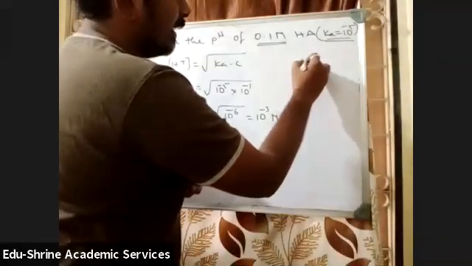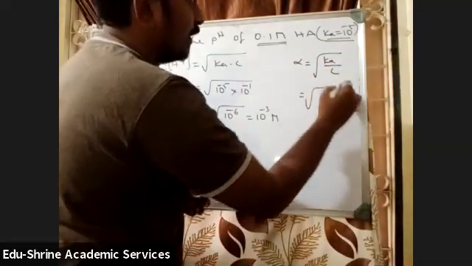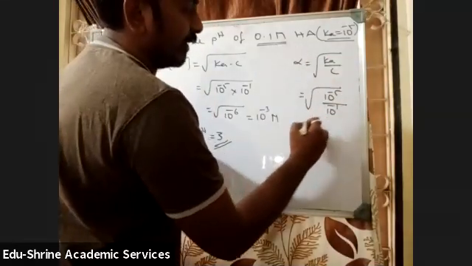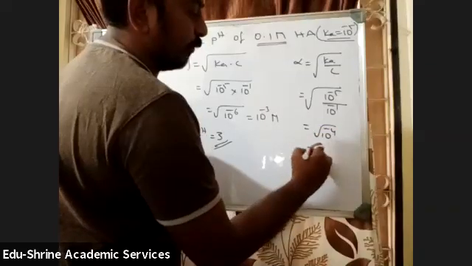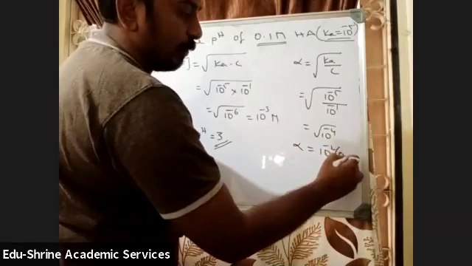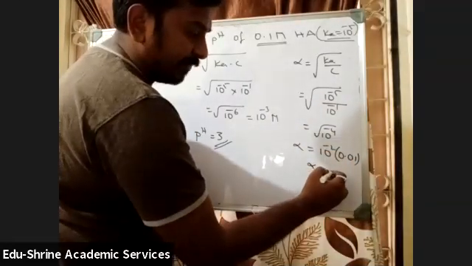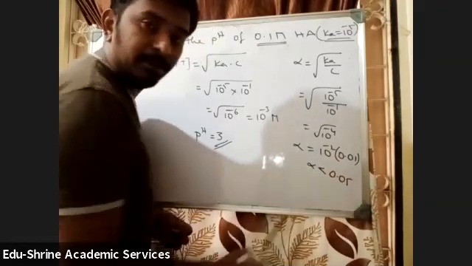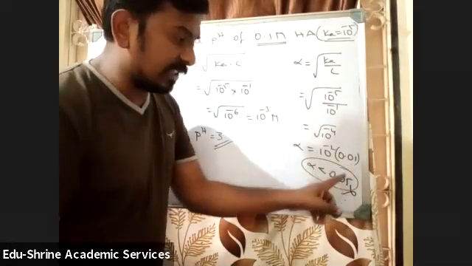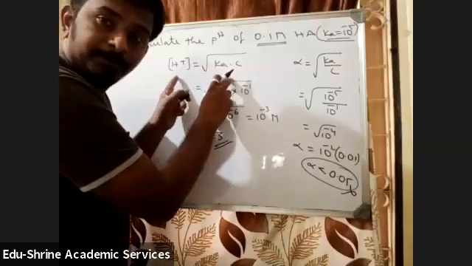So how will you calculate alpha? Alpha is equal to root Ka by C, right? So that is root of Ka value 10 power minus 5 by concentration 10 power minus 1. So this will be 10 power minus 4, that is 10 power minus 2. So 10 power minus 2 means 0.01, no? We know that when the alpha value is less than 5%, that means 0.05, I can neglect alpha. Correct or wrong? So this is less than 0.05, I can neglect alpha. That's why I'm using this formula.